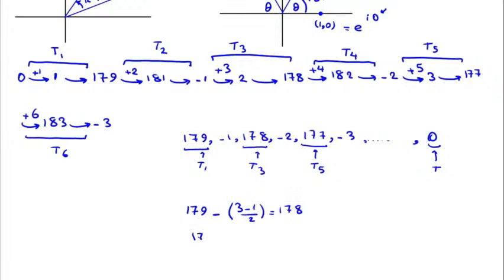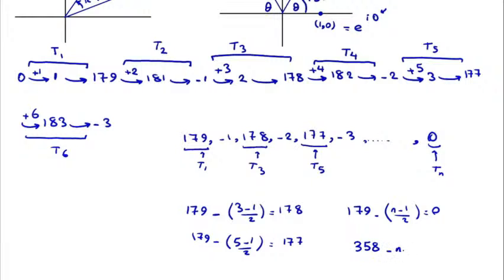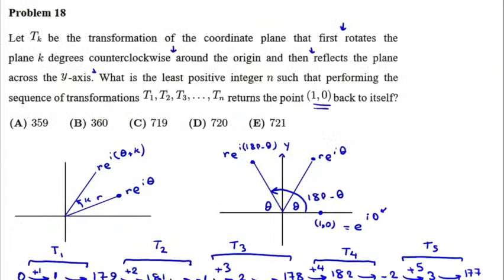For example, 177 will be 179 minus (5 minus 1)/2. The distance (5 minus 1)/2, it will be 177. So if we consider it is n, 179 minus (n minus 1)/2 will be 0. If you multiply by 2, it will be 358 minus n plus 1 equal to 0. So n equals 359. So the first number that we will reach is 359.